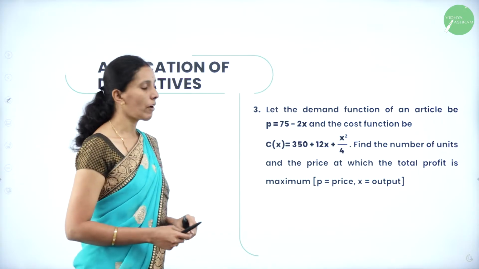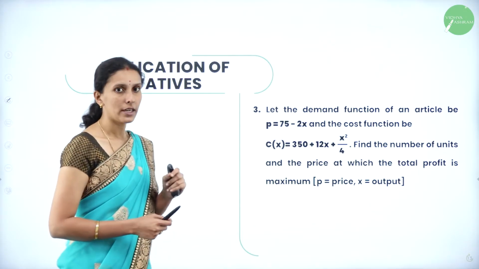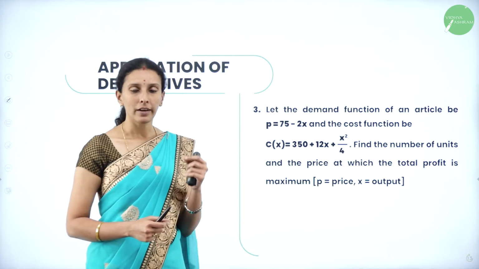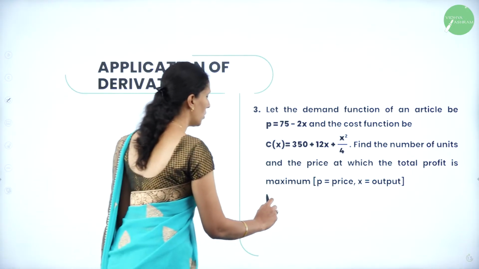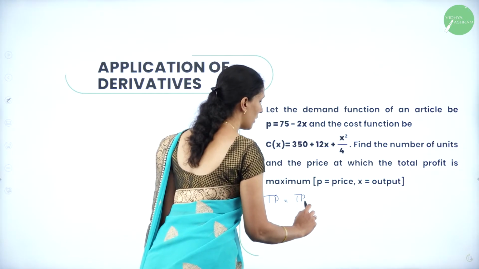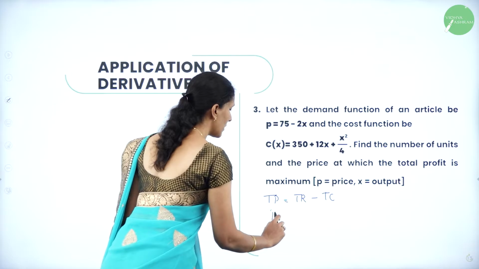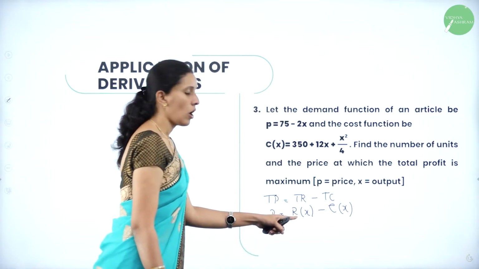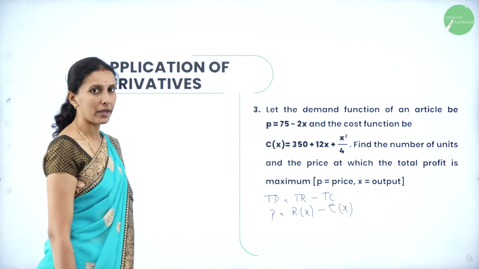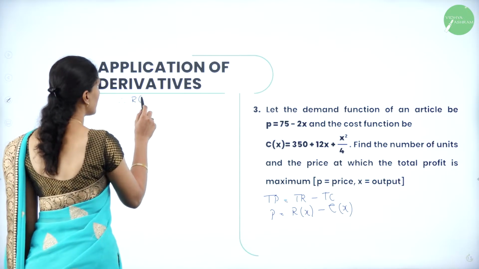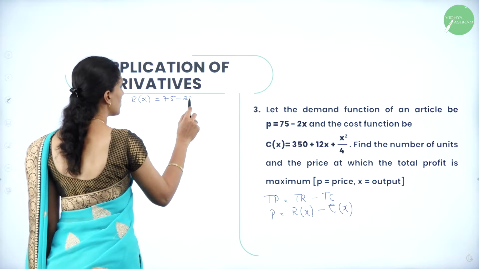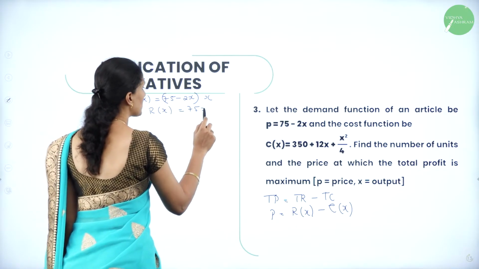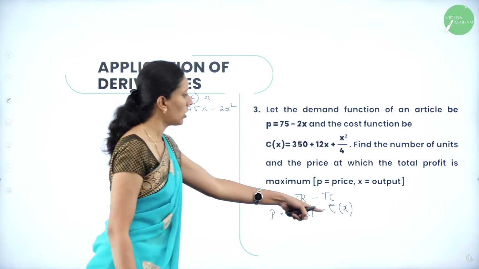So let's see now what is given. The price of an article is given, that is 75 minus 2x. Total cost is given. So we know that the total profit is nothing but total revenue minus total cost. So here total profit is nothing but total revenue minus total cost. So I'll take this as P. This is R of x minus C of x because this is a cost function. R of x I don't know, but I know the price. Quantity can be taken as x. So therefore R of x is equal to 75 minus 2x into x. So therefore R of x is equal to 75x minus 2x square. Next, the total cost function is given.